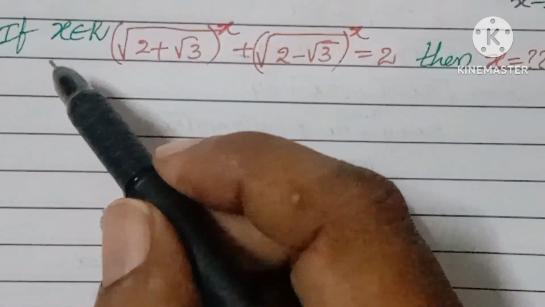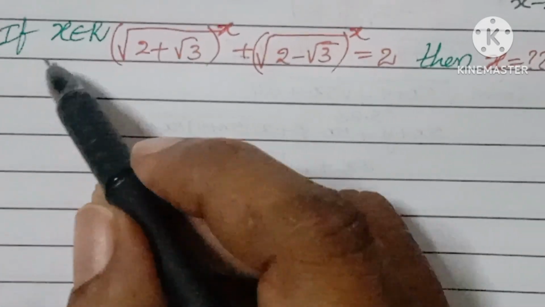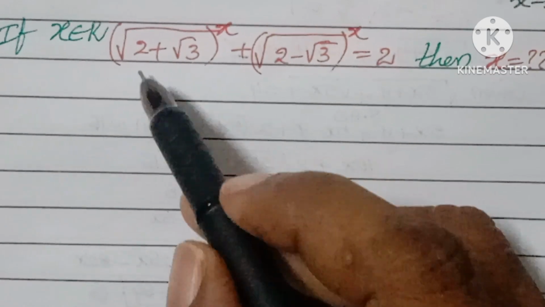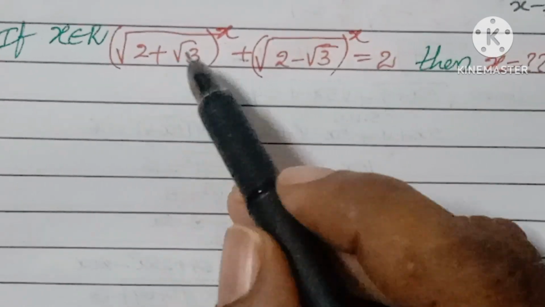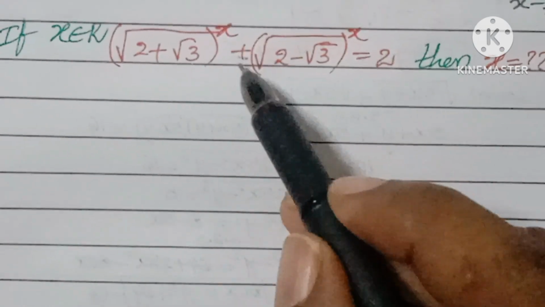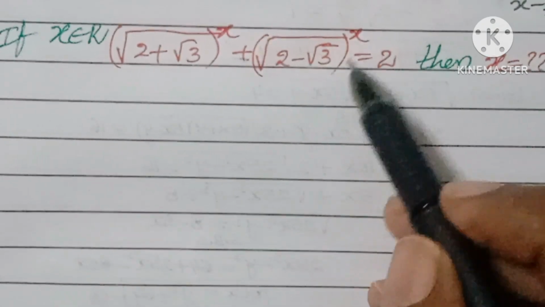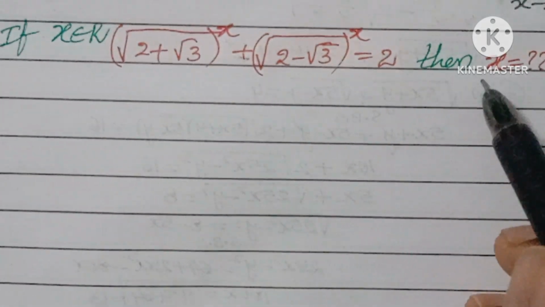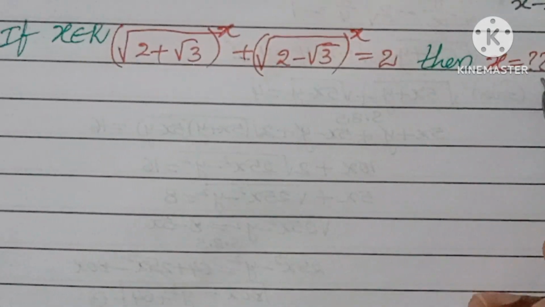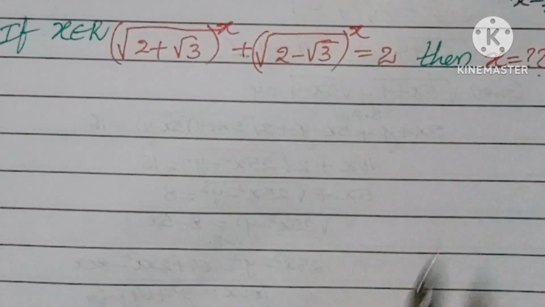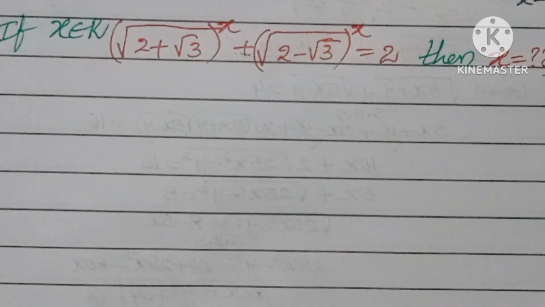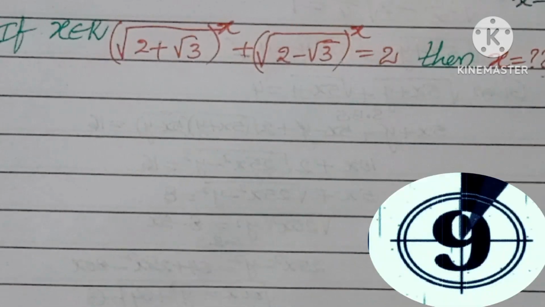So today we are looking at one logical problem. If x belongs to real numbers, (square root of 2 plus root 3) to the power x plus (square root of 2 minus root 3) to the power x equals 2, then find the value of x. As you are going to solve this problem, pause the video for 10 seconds and try it.